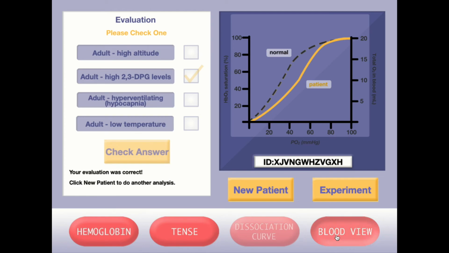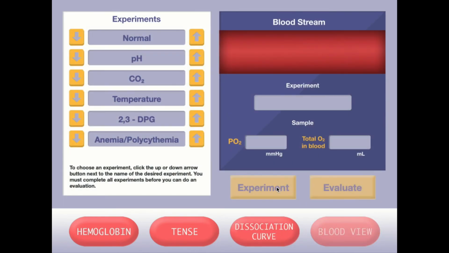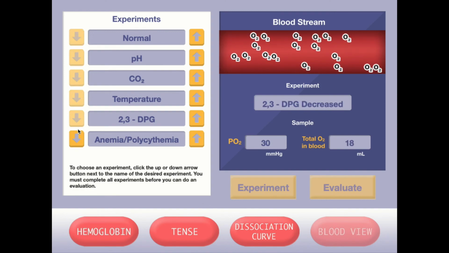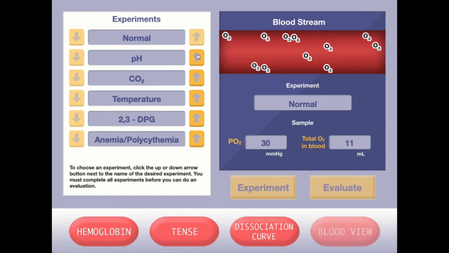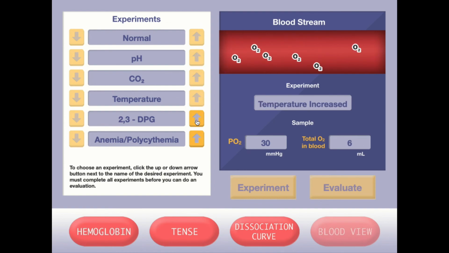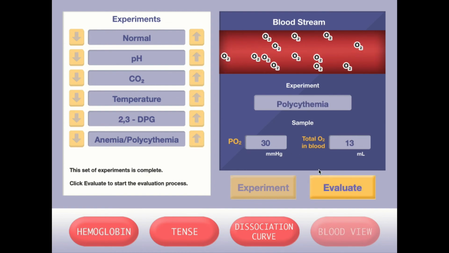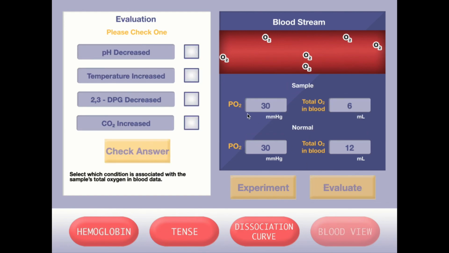In part 4, selecting the blood view button gives you 12 different experiments that show the blood gas concentration within the bloodstream. After selecting and viewing all 12 experimental results, an evaluation is presented that has you evaluate a patient using the blood gas information.